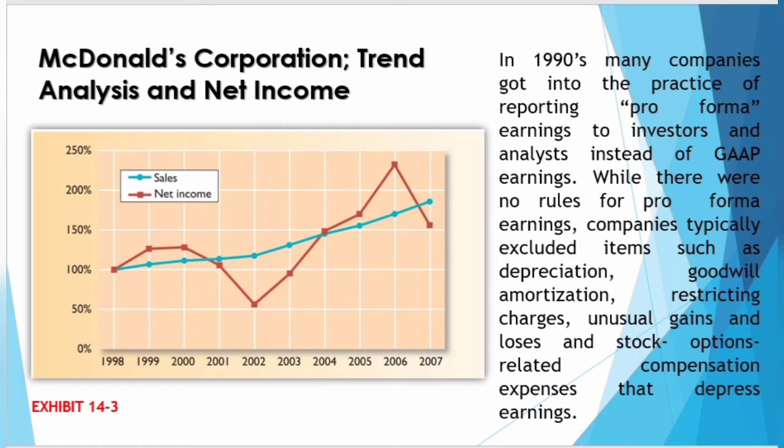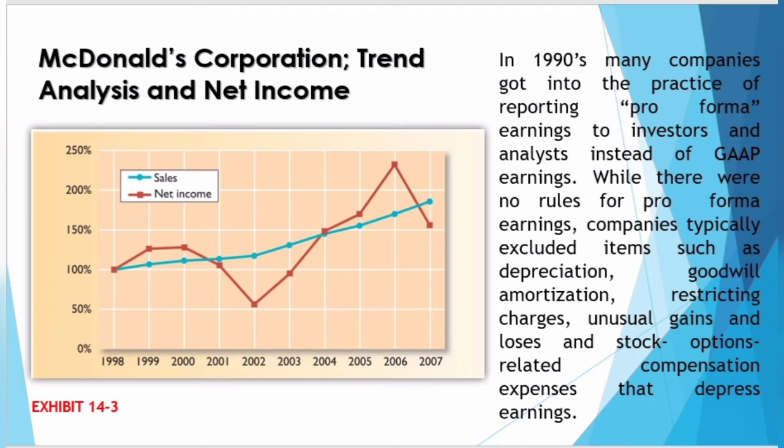So in Exhibit 14-3, in the 1990s, many companies got into the practice of reporting pro forma earnings to investors and analysts instead of GAAP earnings. So while there were no rules for pro forma earnings, companies typically excluded items such as depreciation, goodwill amortizations, restructuring charges, unusual gains and losses, and stock options related compensation expenses that depress earnings.